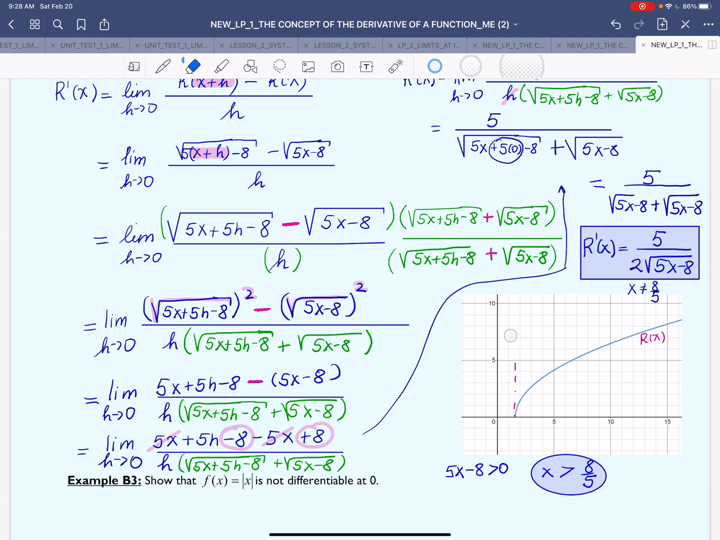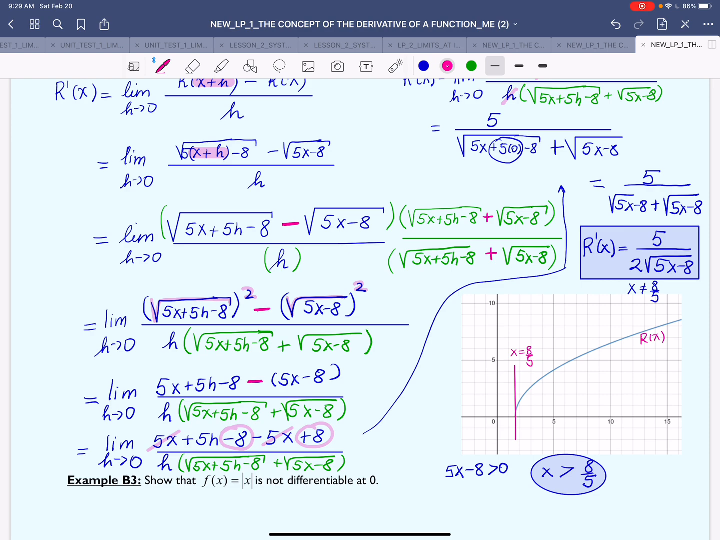I don't think I want to write it this way. Let me make it a straight line, because okay, so this would be the tangent line. So at x equals 8 over 5, at this point, we are able to draw the tangent, but the problem is that the tangent is vertical, and vertical lines have undefined slopes.